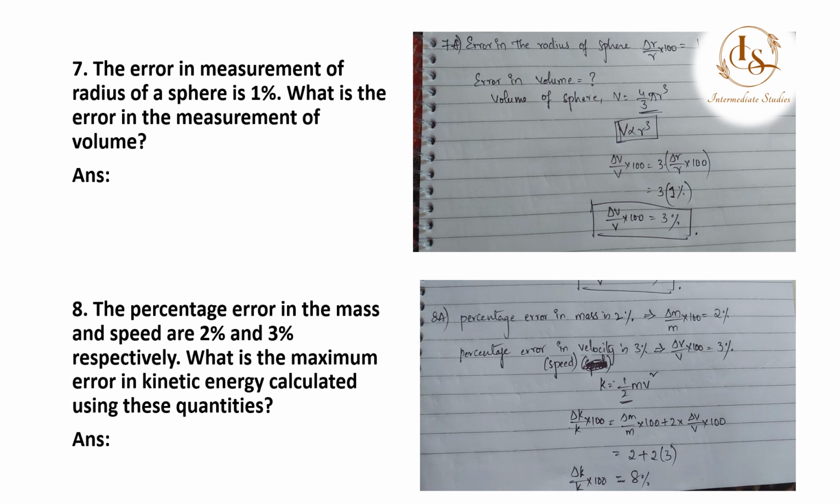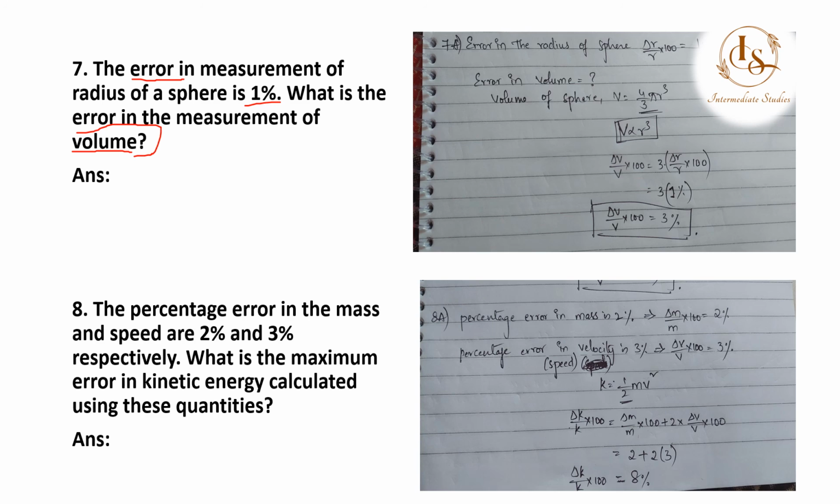In this video itself I included problems also, so don't skip any of the problems. All are very simple only, but please concentrate on the problems. So see, the error in measurement of radius is 1%. What is the error in the measurement of volume? They have already given the error percentage of the radius of the sphere, but they're asking to calculate the error percentage in volume.